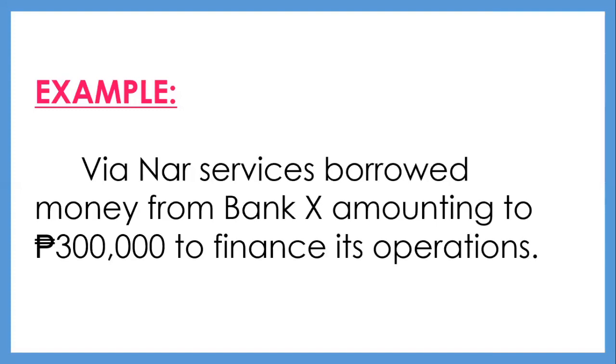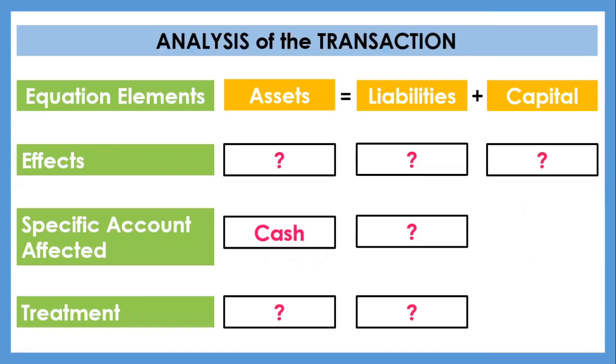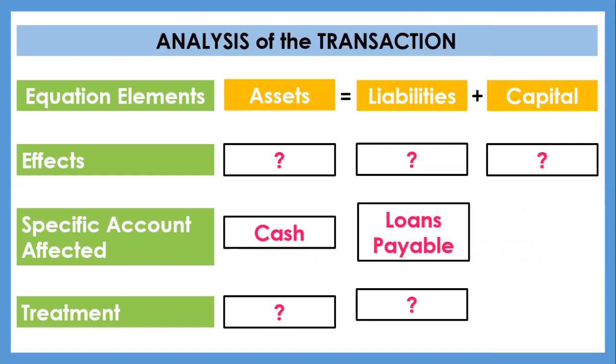And as you can notice, there are two accounts involved in our problem. First, we have cash, and second, we have loans payable. Loans payable because you borrowed money from Bank X, meaning you owed money to the bank. And since it's a loan that needs to be paid, that is why one account is loans payable. Another account that we have is cash, because when you loan that money, your company received 300,000 pesos in cash. And so that is why our second account is cash.